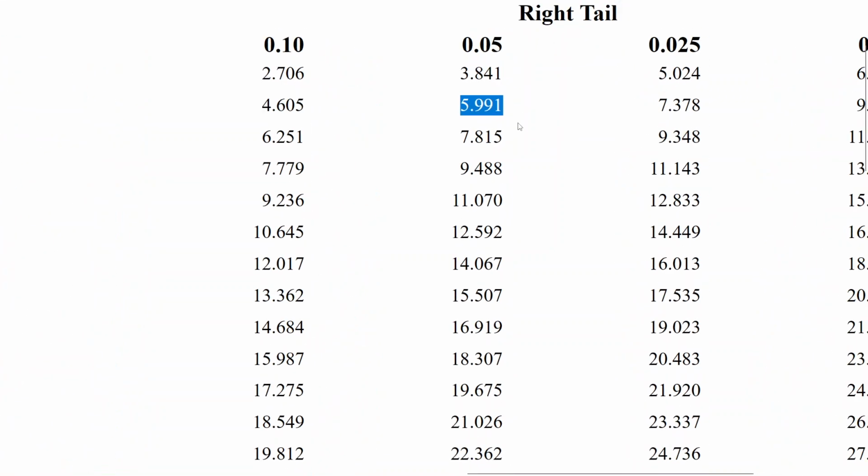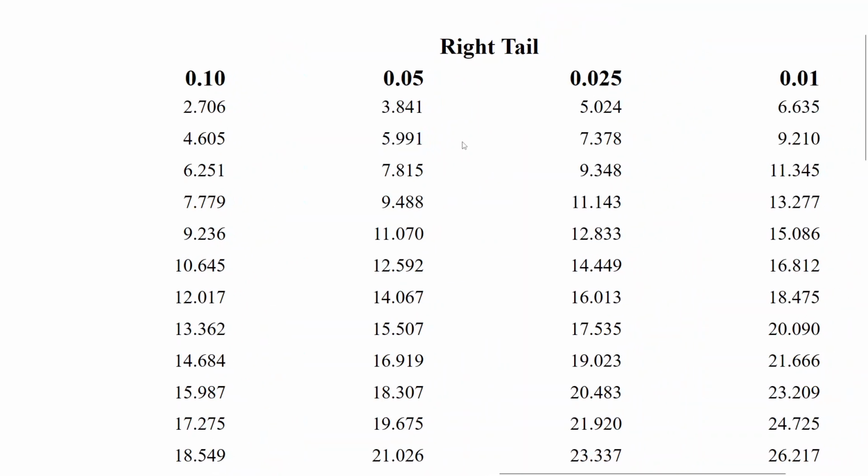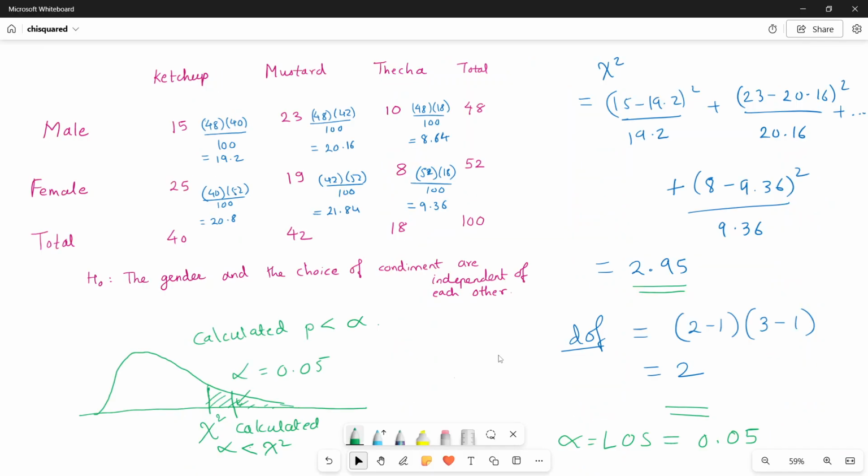Now, because in our example, let's switch to our whiteboard. Critical value is 5.991. Okay, so now because in our example, let's conclude over here.